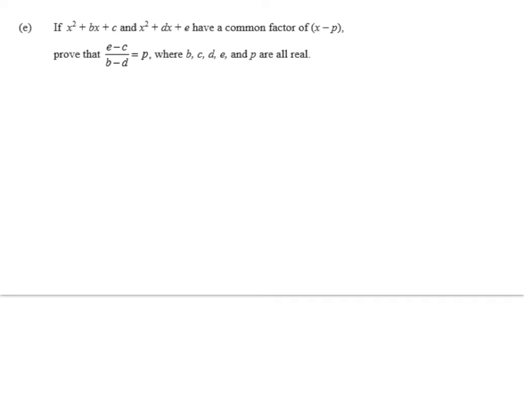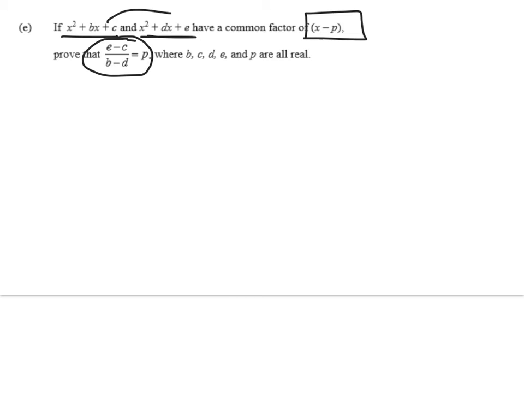Right, now this question has got two ways to do it, and one of them is way easier than the other. So I'm going to do the mucky way first. If x squared plus bx plus c and x squared plus dx plus e, so two different quadratics, have got a common factor of x minus p, then we have to prove this, which is talking about the relationship between the coefficients, right? So what do we know?